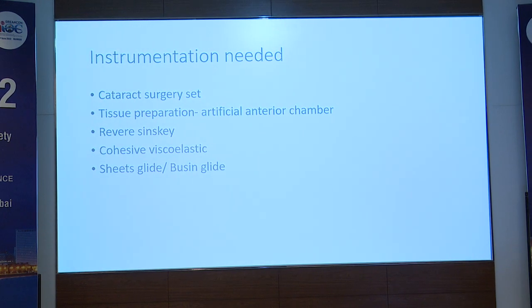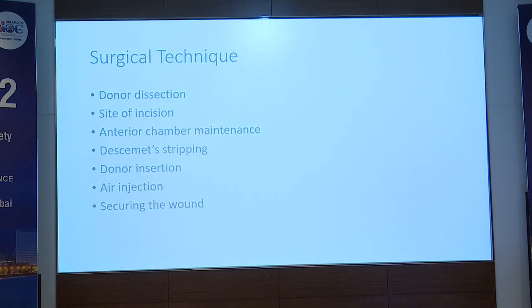Well, instruments are nothing very special. All you need is your cataract set. Tissue preparation does require an artificial anterior chamber, which is easily available with Epsilon. You need a reverse Sinskey hook, your cohesive viscoelastic, a sheet glide or a Busin glide. These are all simple instruments which most of us usually have, or we can prepare them using our own cataract set.